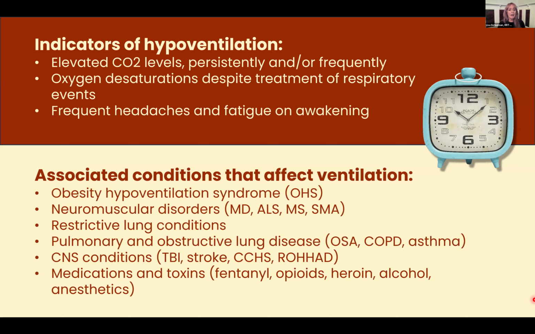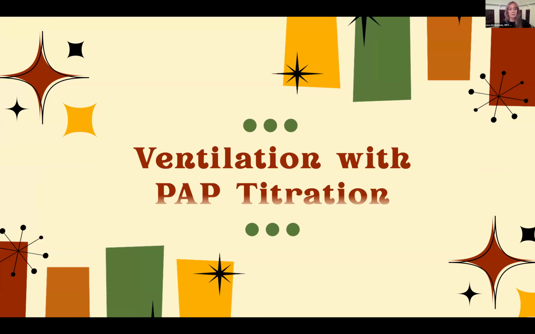Associated conditions: obesity hypoventilation syndrome, your neuromuscular disorders, restrictive lung, pulmonary and obstructive lung disease, your CNS conditions like stroke, congenital central hypoventilation syndrome, ROHAD, traumatic brain injury. And then we also have drug issues, toxic issues, fentanyls, opioids, heroin, alcohol. Those can all cause decreased ventilation and hypoventilation as well.